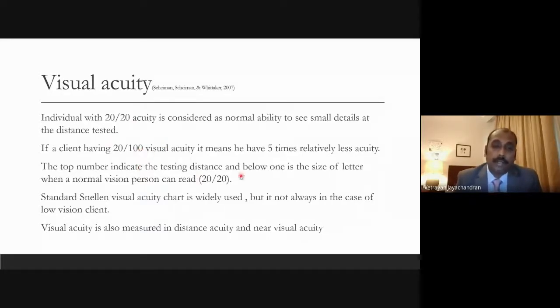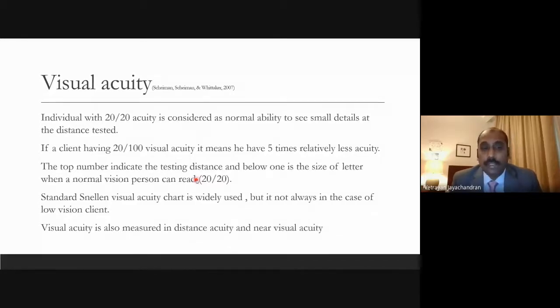As an OT, we have to understand what these denominations, like 20 by 100 or 20 by 200, mean. Then it's easy for us to give treatment to our patient. We can keep the treatment object within the distance of the particular visual acuity where the patient can see it. So understanding these denominations is very important for an occupational therapist.